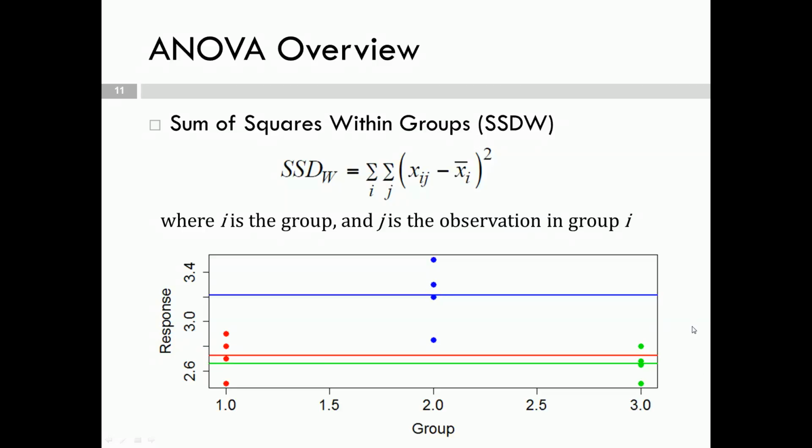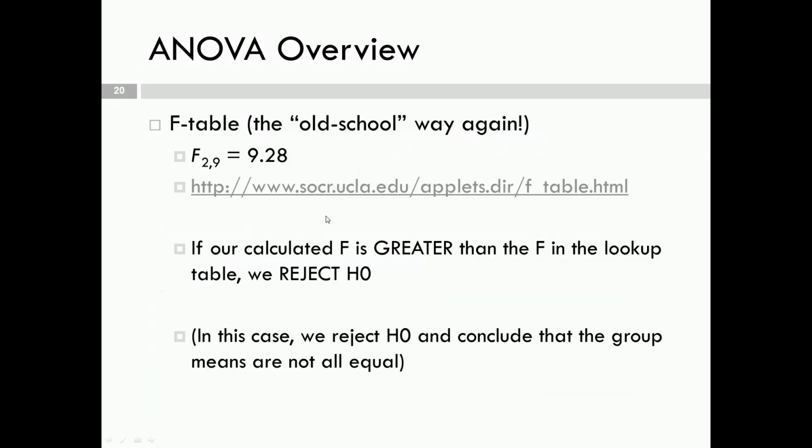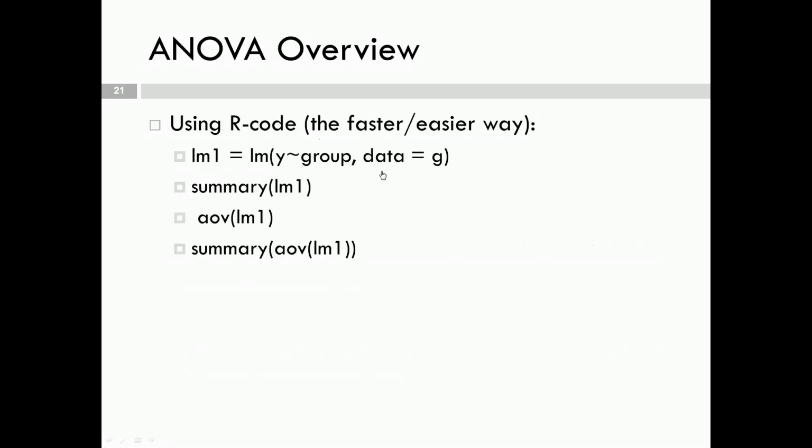Okay, but so far our test statistic just tells us that at least one of these groups differs from the other two. So this was the old school way of doing it, going to a lookup table. In this course we won't do that very often. Instead, in your own research, you'll most often be using R code to do this, and it's much faster, much easier. It gives you a much more precise p-value. And the way you would do this typically is with this LM function.